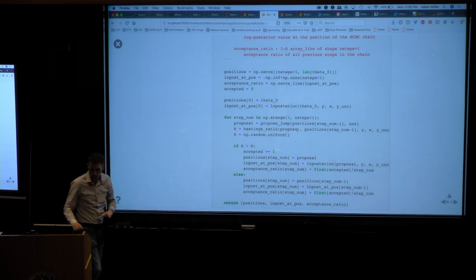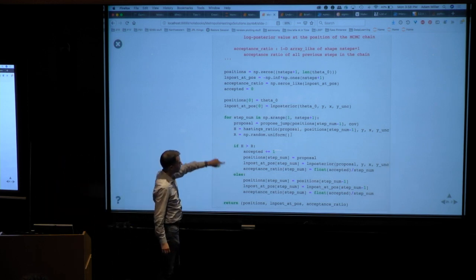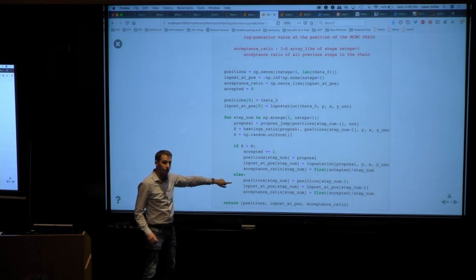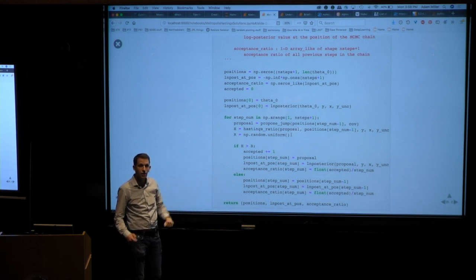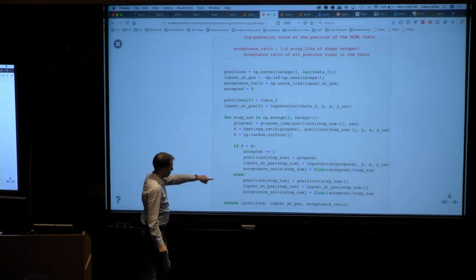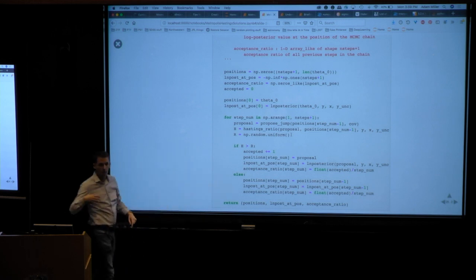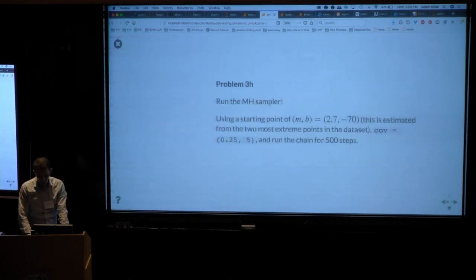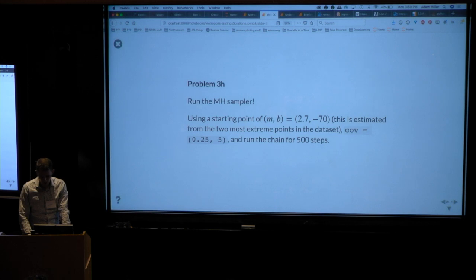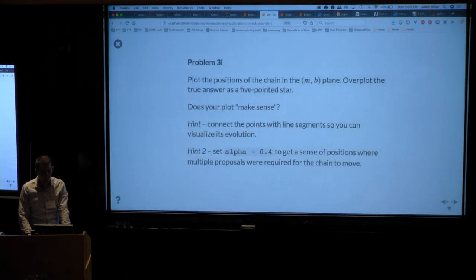Okay? If instead, I cannot scroll, sorry if you can't see the bottom. If instead H is less than R, we still add to the chain, but what we're adding to the chain is the current point. All right? With the same posterior we had previously, and then the acceptance ratio drops down slightly. Okay. All right. So now the next thing was to run this, which doesn't show anything, but you get results now.